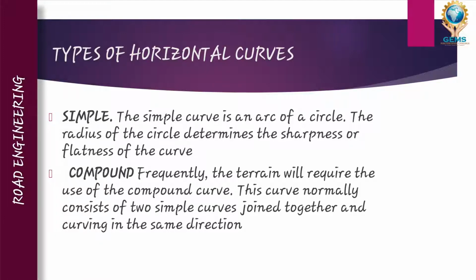Then there is the compound horizontal curve. A compound curve is frequently required, and this curve normally consists of two simple curves joined together and curving in the same direction. Two simple curves are joined together to form a compound curve in the same direction, for two lanes or a single lane but two alignments. If we connect two simple curves into a single form, that is known as a compound curve.